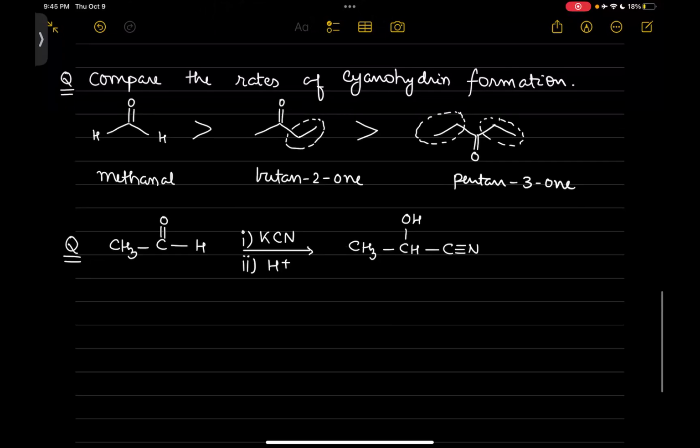Now, what are the other conversions which you can do? Other compounds which you can prepare using cyanohydrin. Getting my point or not?